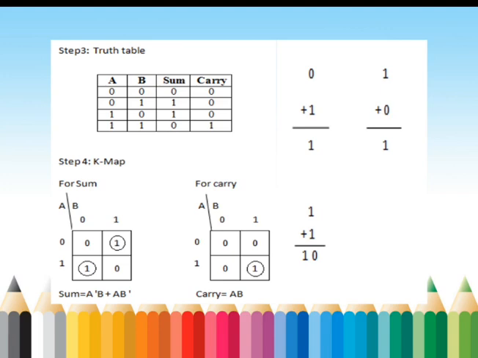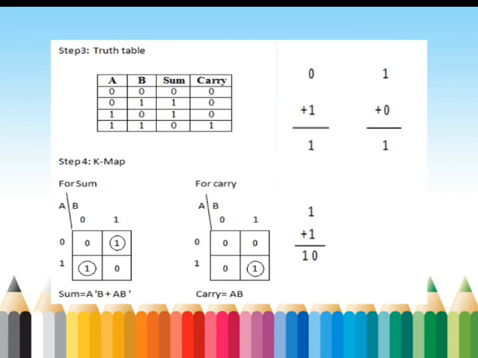For input 0, 0, while adding 0 and 0, both sum and carry are 0. For input 0, 1, only one 1 is present, hence sum is 1, carry is 0. For input 1, 0, again only one 1 is present, sum is 1, carry is 0. For input 1, 1, two 1s are present, sum is 0, carry is 1.